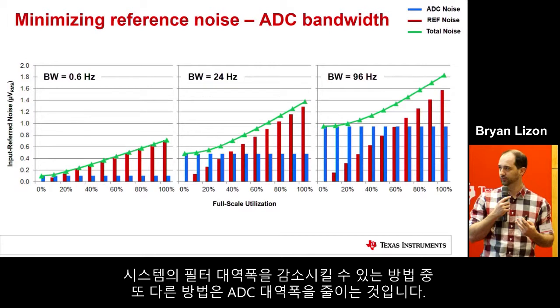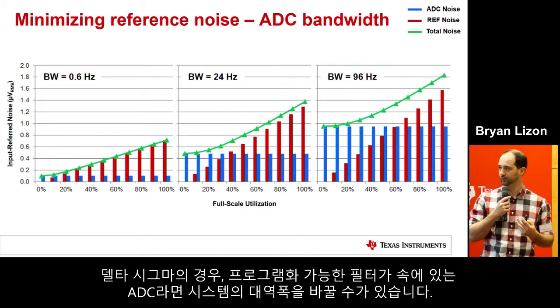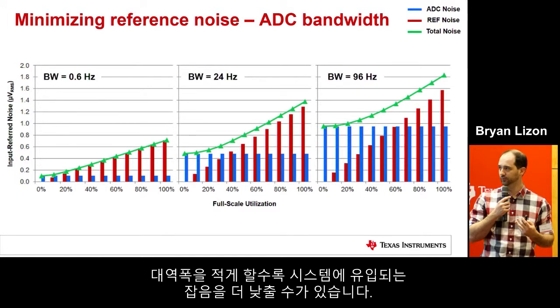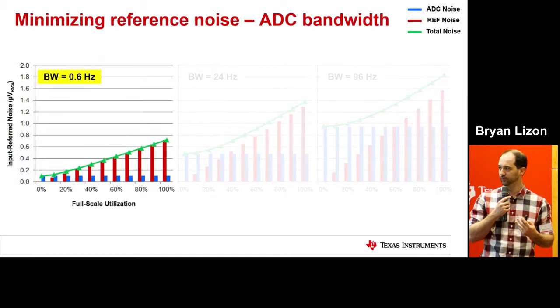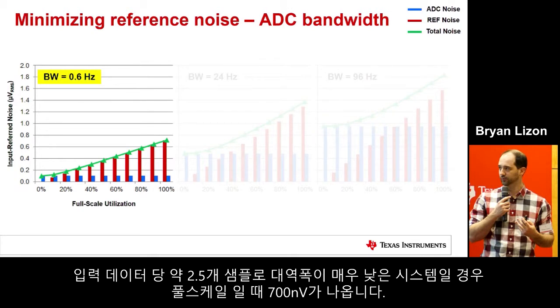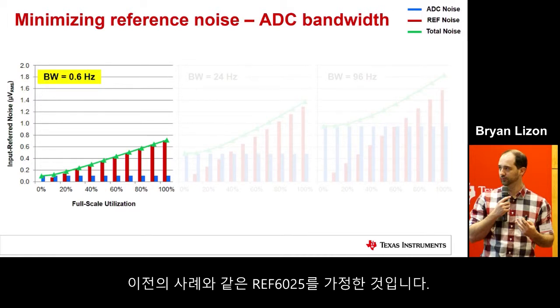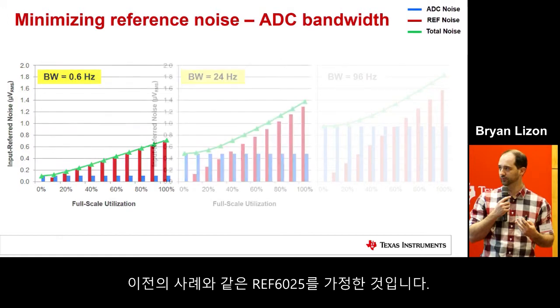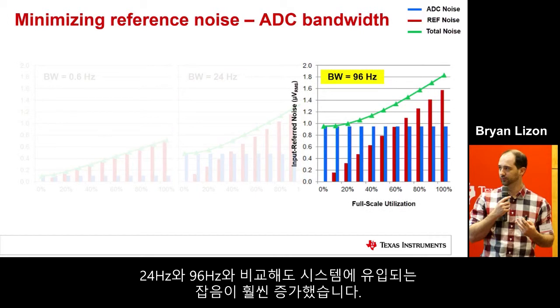One of the other things you can do to reduce the bandwidth of your system is to reduce the ADC bandwidth. Especially for a delta sigma ADC that has a programmable filter inside, you can actually change the bandwidth of your system, and the smaller you make it, the less noise you'll allow into the system. As you can see here, for the very low bandwidth system, this is about a 2.5 sample per second data rate, you get only about 700 nanovolt of noise at full scale, again assuming the Ref 6025 from the previous examples. Compare that to 24 hertz or even 96 hertz, and you're obviously getting much higher noise into your system.